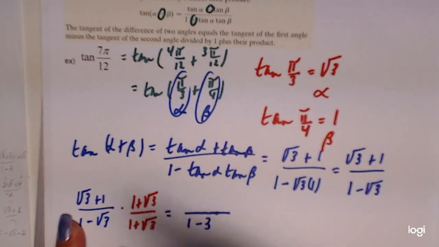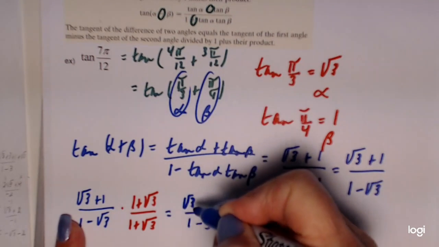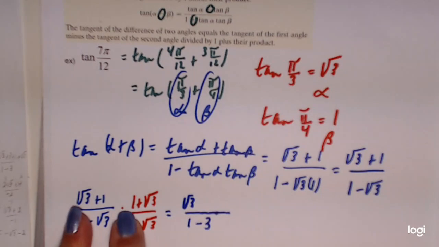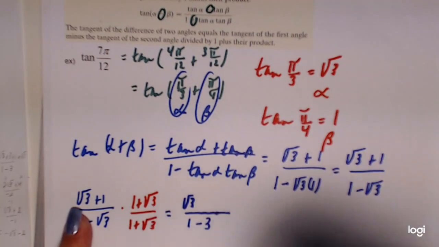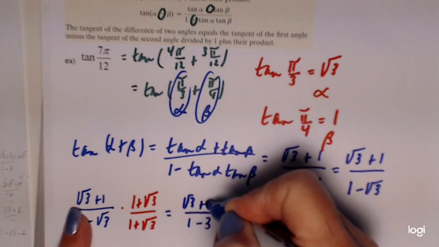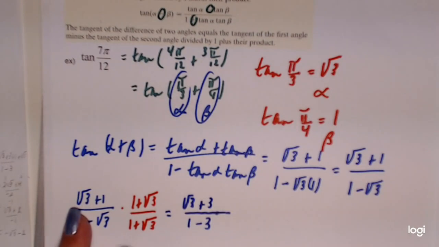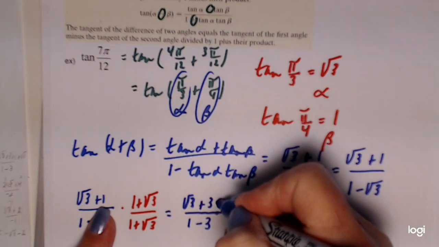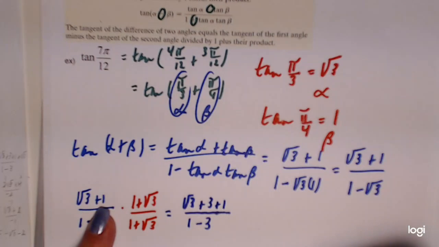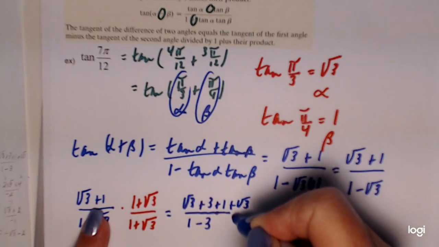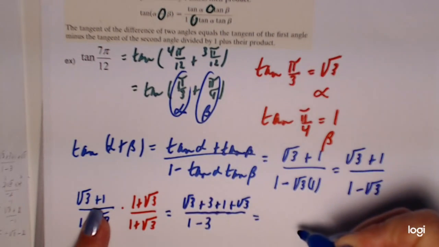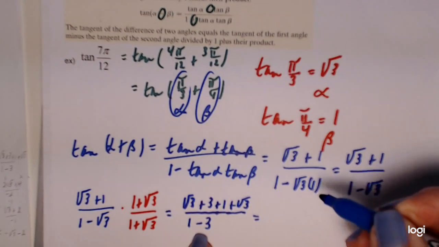Square root 3 times 1, that would be square root 3. So that's our first. For our outer term, square root 3 times square root 3, that's going to be plus 3. Now for our inner, 1 times 1 is 1. And last but not least, for our last terms, 1 times square root 3 is square root 3. So that's doing the FOIL out the long way in the numerator. So now we can clean this up a little bit.